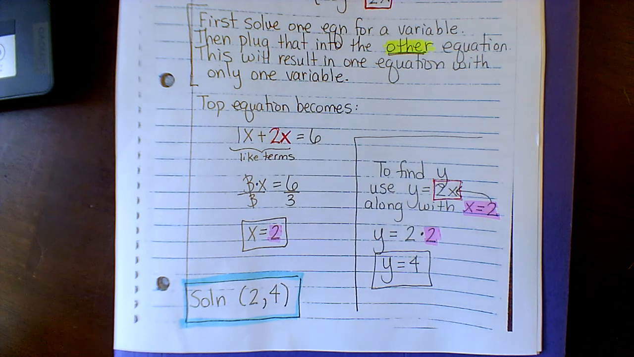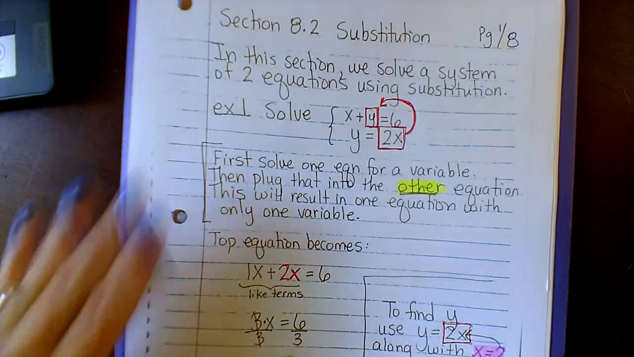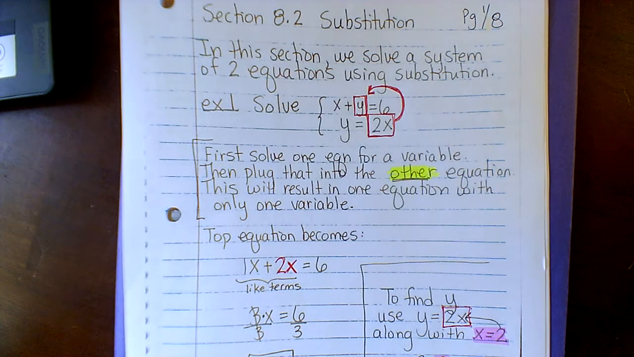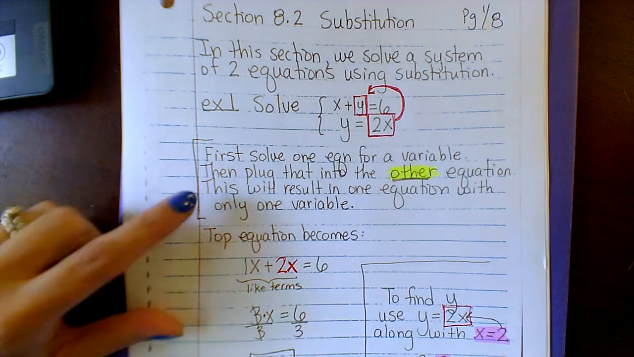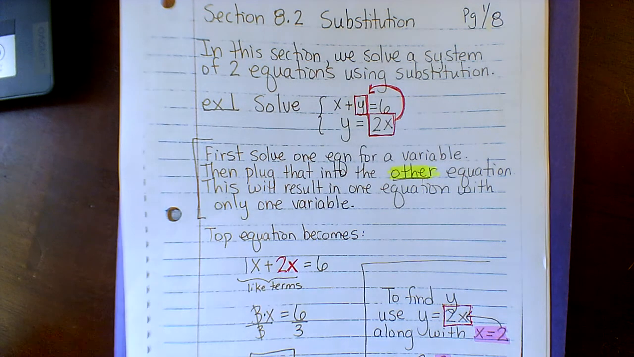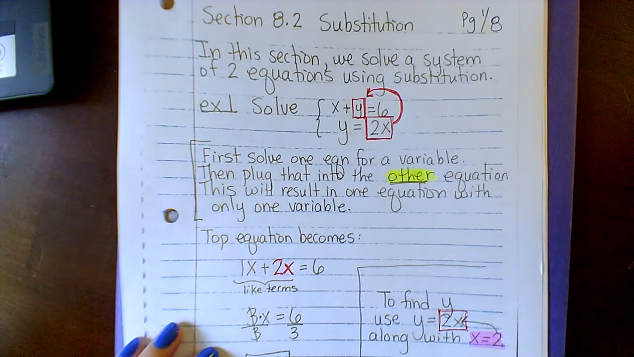All right, so substituting. First, we're going to solve either equation for a variable, and then plug it into the other equation. And what you should get is one equation with one variable. If you don't, then you've messed up somewhere, okay? All right, so let's look at another example here.